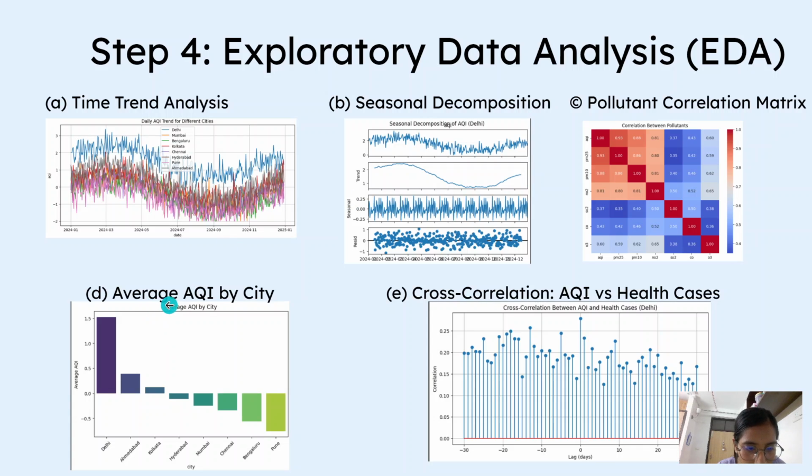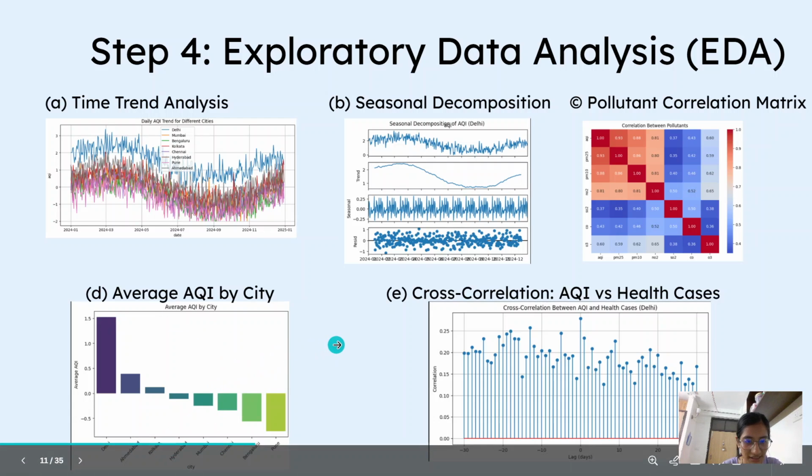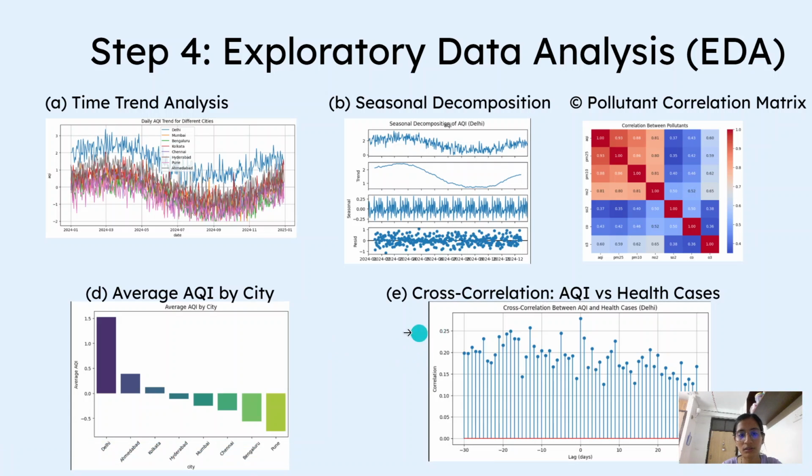Then in the next graph, average AQI by city, Delhi has the highest among all the cities, all 6 or 7 cities. And the last graph is the correlation between AQI and health cases. In this we can see the cross correlation between AQI and health cases, particularly for Delhi. Delhi exhibits the highest average AQI among all studied cities, which indicates that we need urgent air quality management policies here.